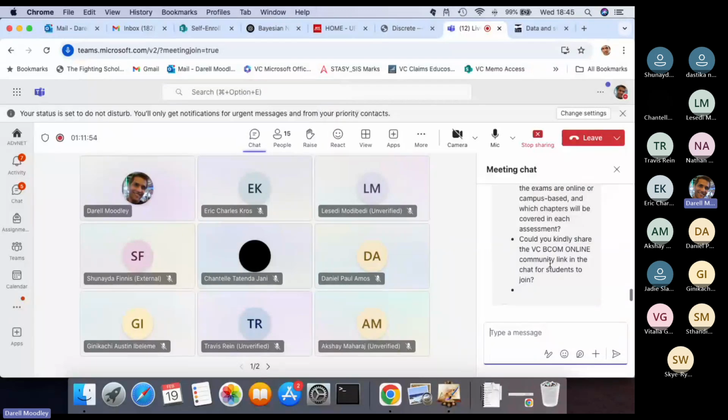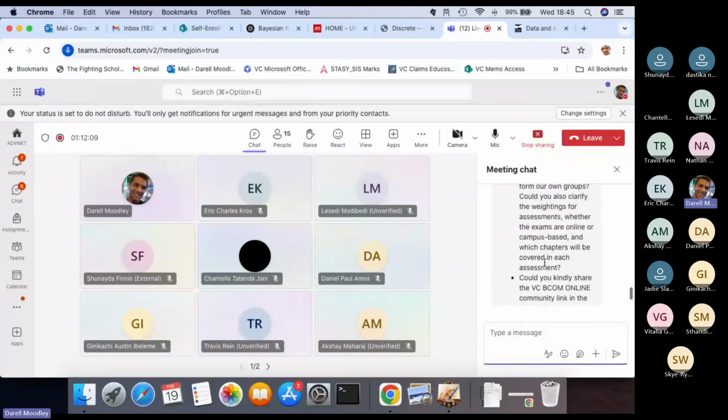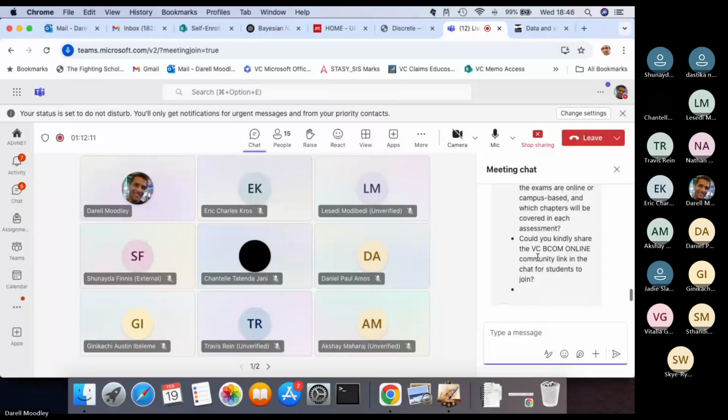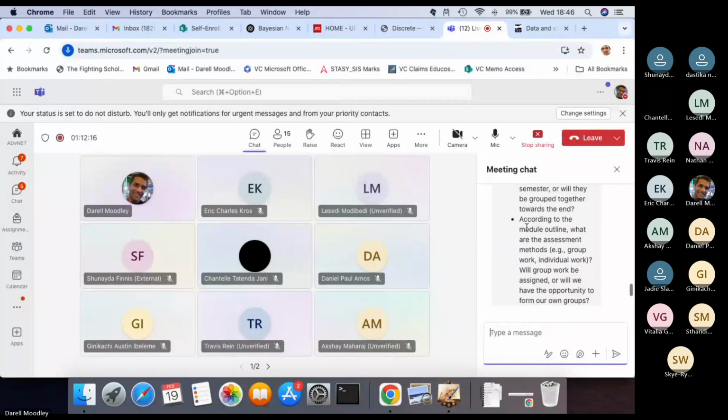I'm just going to start from the bottom to the top. Could you kindly share the VDC? I don't have the community link, so I'm not really sure what you're talking about for that. But everyone should have access to Teams here, so you should be able to communicate here if you would like, or as you said, you'd like to do the WhatsApp group.